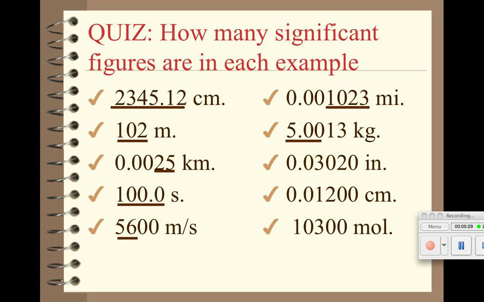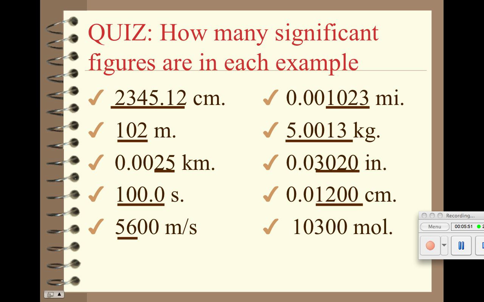Here, these are captive, so they're significant. They'd also be significant because of this decimal. Here, remember, leading zeros are never significant, even if there's a decimal. So this captive 0 is significant, but this 0 at the end is significant because of the decimal place.